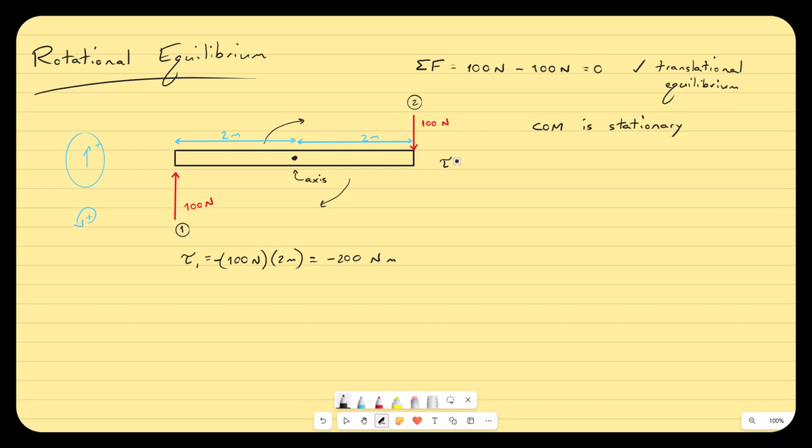Torque from force 2, I have 100 newtons. It's already perpendicular. It's acting at a distance of 2 meters from the axis. If that's the only force acting, it causes the bar to rotate clockwise, which is the negative direction. So I'm going to get negative 200 Newton meters. The total torque acting on this bar is then negative 200 and negative 200, which is negative 400 Newton meters, which is not 0. This is not in rotational equilibrium.